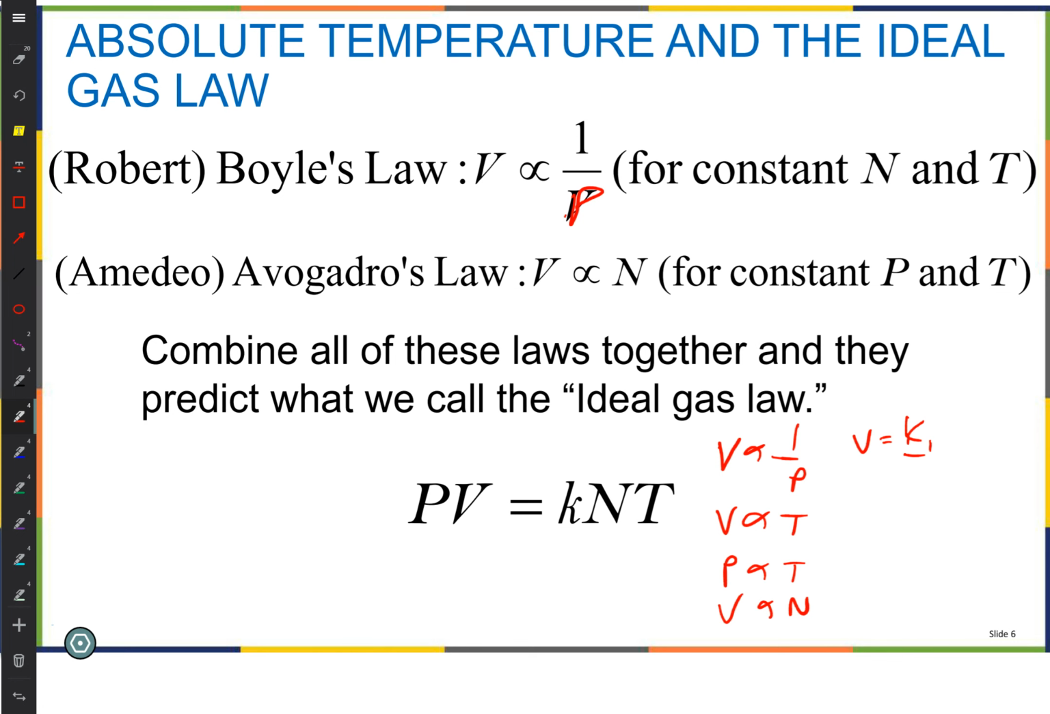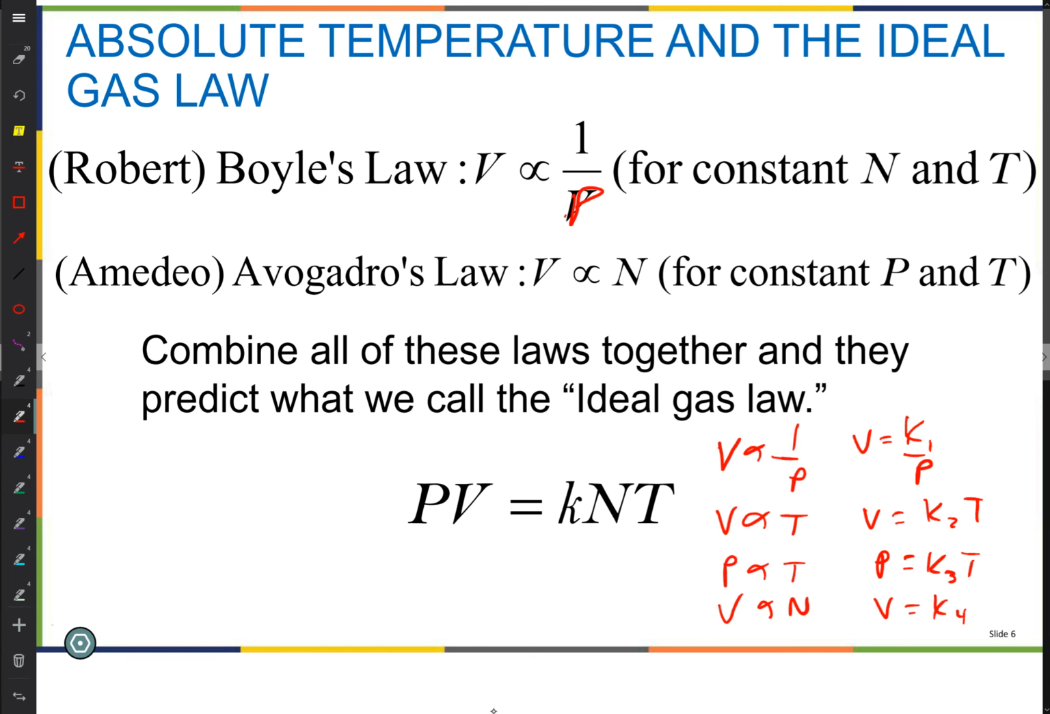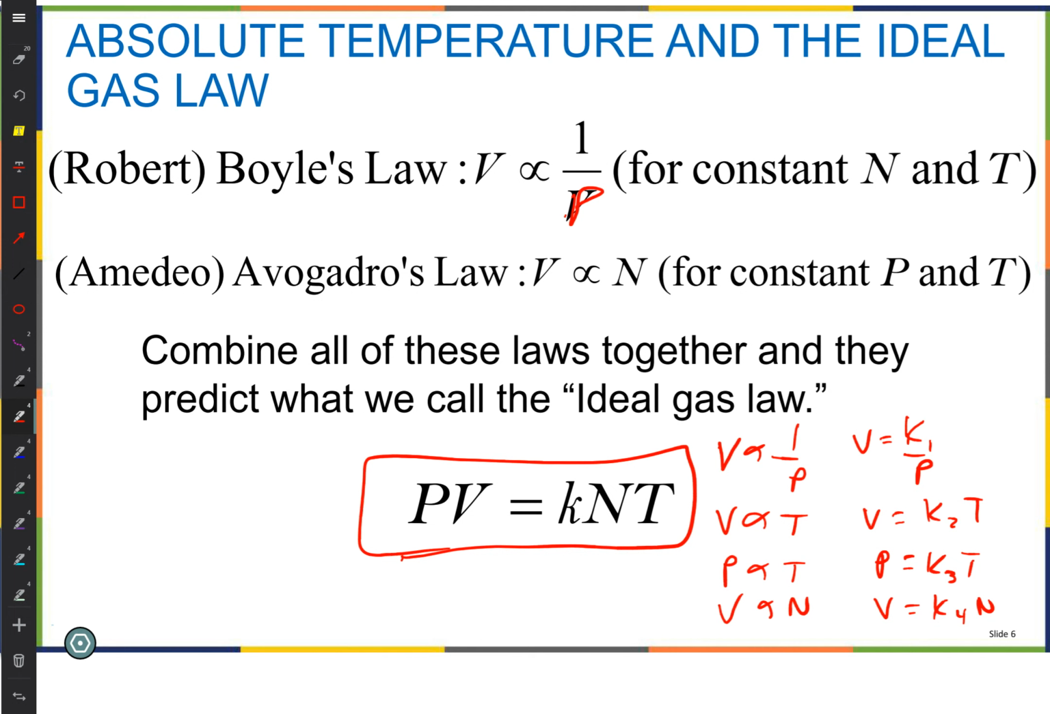Okay, so we could write this as K1 over pressure, volume equals K2 times temperature, pressure equals K3 times temperature, volume equals K4 times N. And then you could see how we can combine these to get one equation. But that one equation is pressure times volume is equal to a constant multiplied by the number of molecules multiplied by the temperature. Now, something I need to say before I get too far in, this is what we call the equation of state.